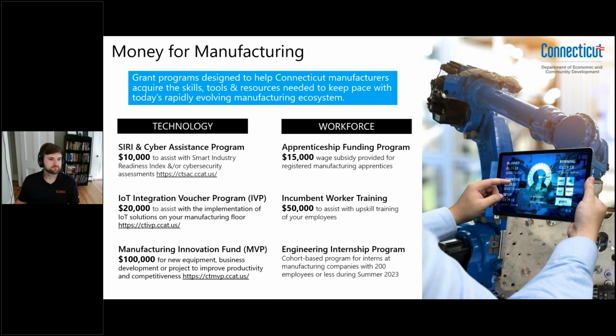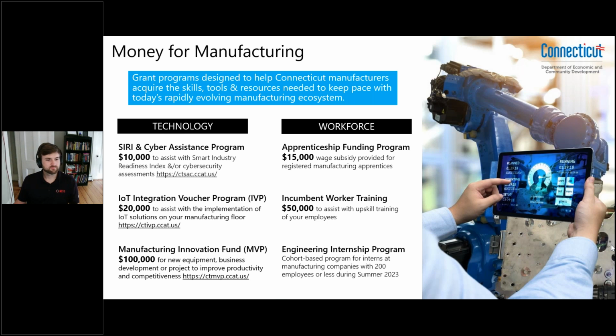So do reach out. So apprenticeship funding, it's a wage subsidy for registered manufacturing apprentices. So you hire somebody on, they get through their trial period where they're on kind of probation, fire them, and they never can collect or whatever for the first 30, 60 days, what have you. And now you're going to teach them a trade, or maybe they have a trade you'd like to be able to train them more.